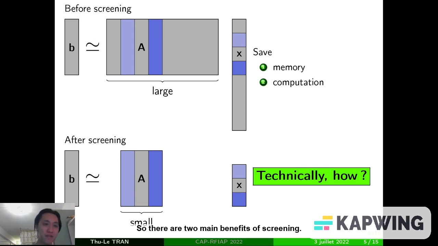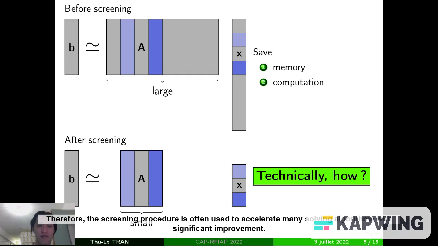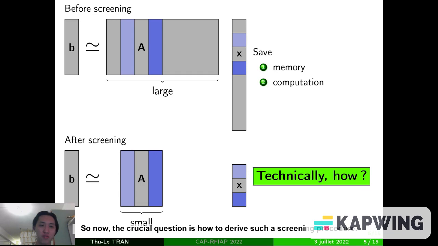There are two main benefits of screening. First, since the matrix becomes smaller, you can easily load it into memory for calculation. Therefore, you can save a lot of memory. This is particularly important in large-scale application problems. The second benefit is that after screening, you can quickly evaluate the matrix-vector multiplication. Therefore, the screening procedure is often used to accelerate many solving algorithms with significant improvement.